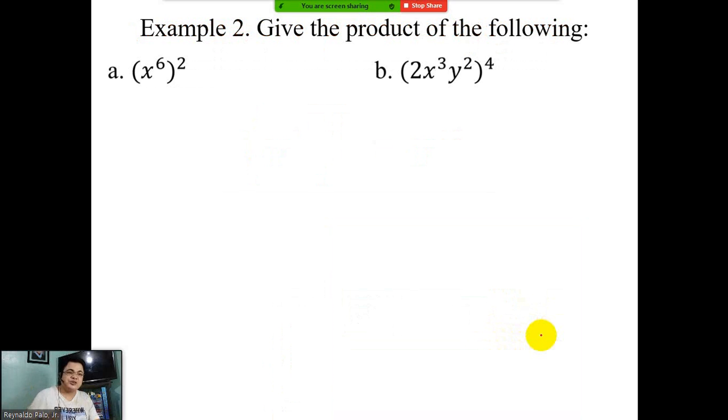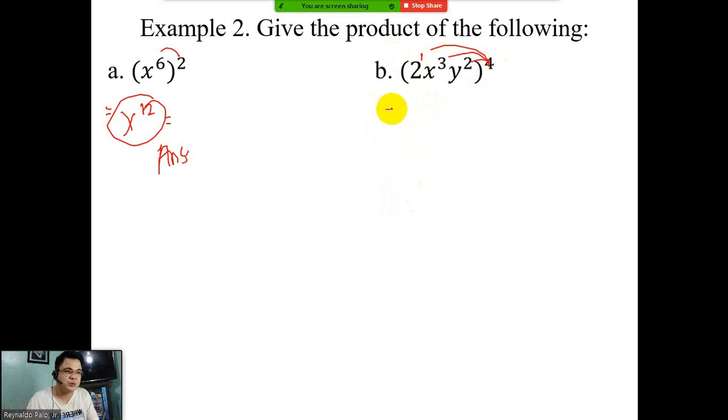Next, example 2. Give the product of the following. For letter A, we have x raised to the power of 6, squared. All we need to do is copy the base here and multiply the exponents, 6 times 2, which is 12. So this will now be your final answer. Next, we have 2x cubed y squared raised to the power of 4. As you can see, 2 has an exponent of 1 here. So just distribute 4 by multiplying it to the exponents inside the grouping symbol.